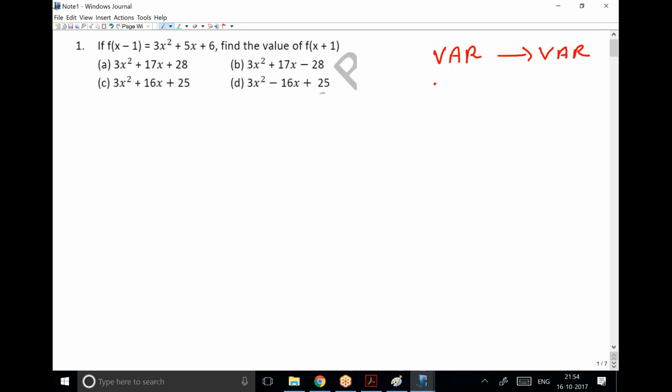Similarly, you can come across variable to number questions, when answer options are in exact numbers, but the question is given to us in terms of variables. Or it can be numbers to variable questions, when the question is given to us in numbers but answer options are in variables. So these three parameters are very easy.